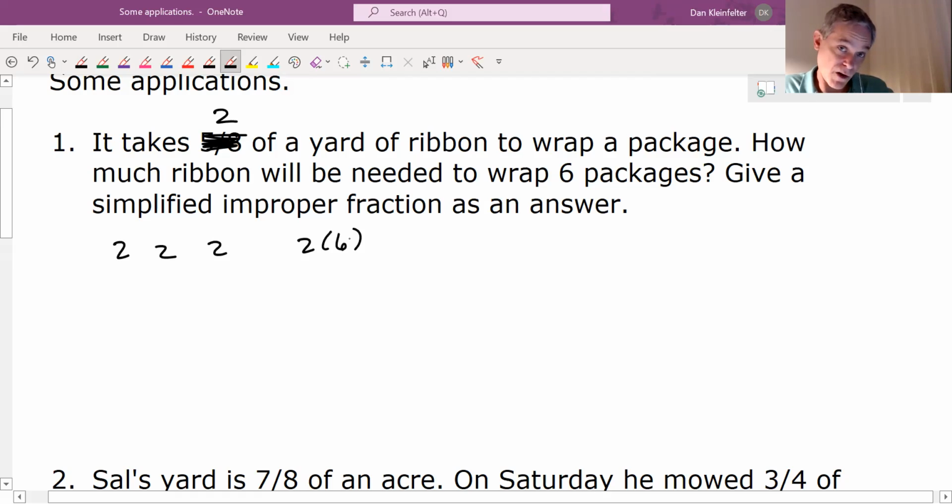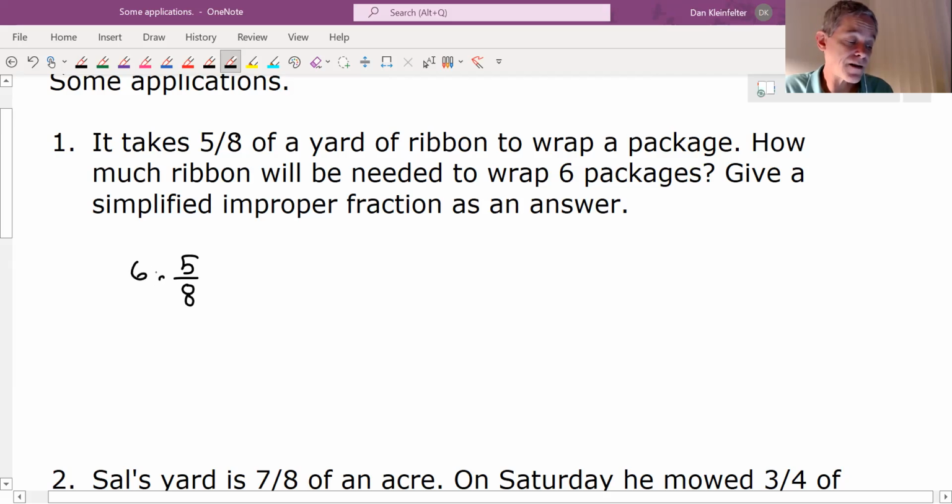We're doing something over and over again, and that's one of the meanings of multiplication: repeated addition. So if it was 2 yards, we would say 2 times 6 or 12 yards. That's our plan. Okay, multiplication, repeated addition, for doing something basically over and over again. Of course, in our given problem, it's really 5/8, but our plan for finishing the problem is going to be the same. We're going to have 5/8 of a yard for the 6 packages.